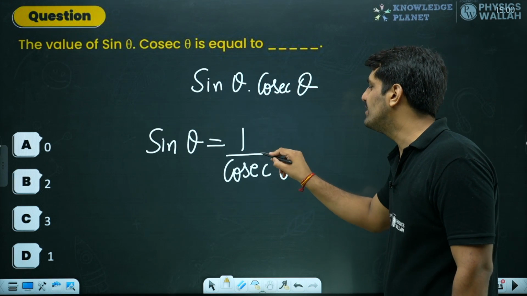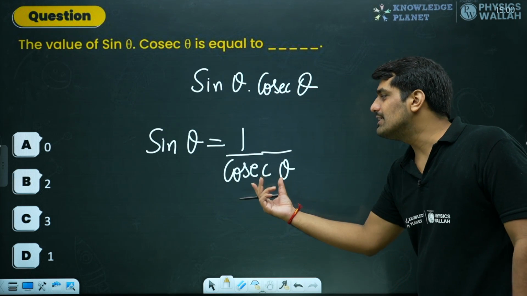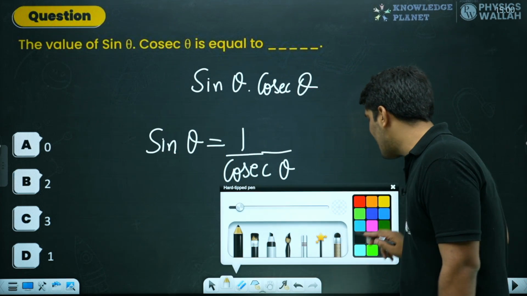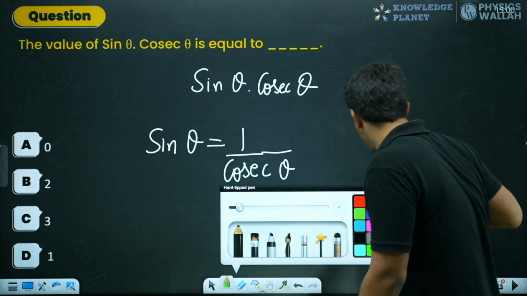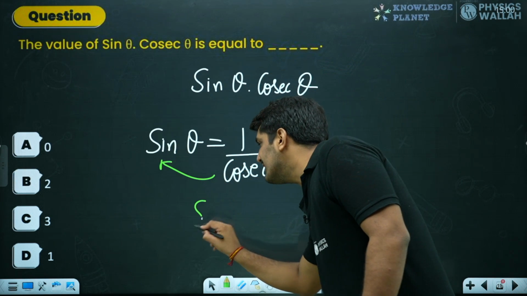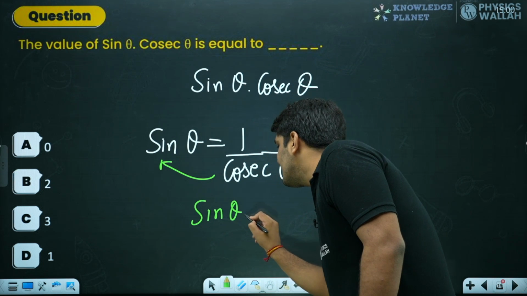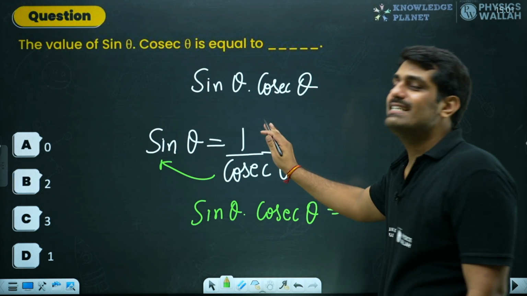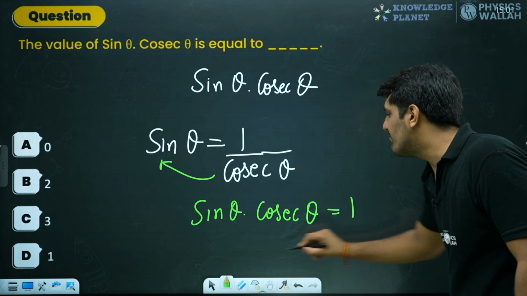Or you can say vice versa. If I transfer this cosec theta on the other side, what would happen? Nothing would happen. Only one would be left. I will be writing this as sine theta multiplied with cosec theta, and on the right hand side we are left with only 1, which is our answer.